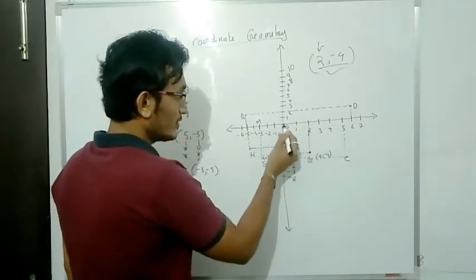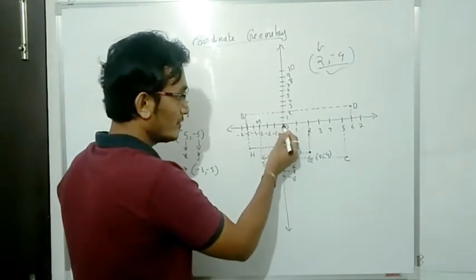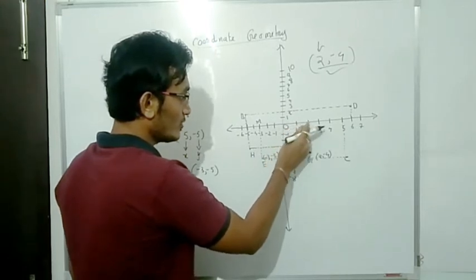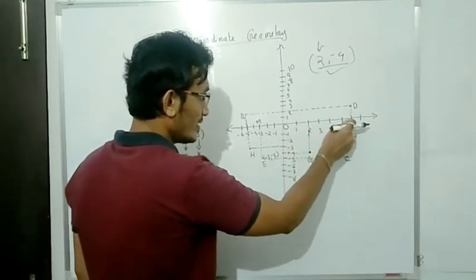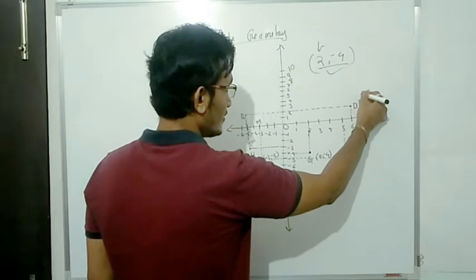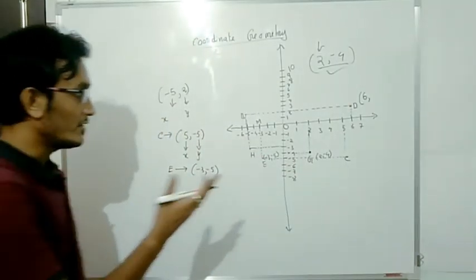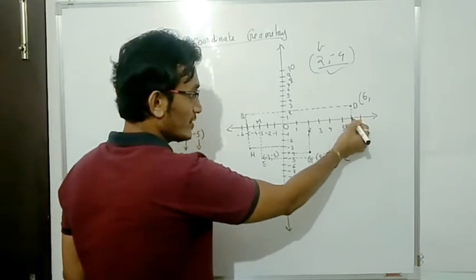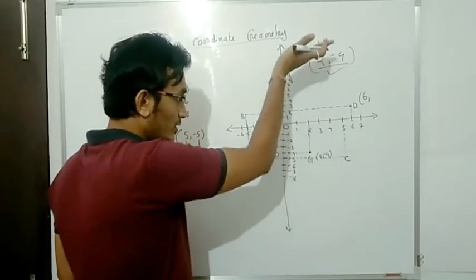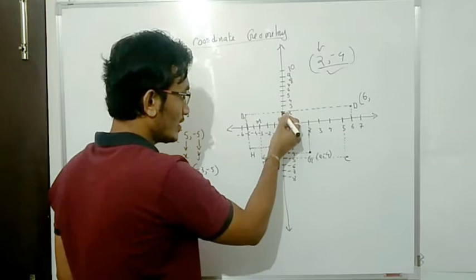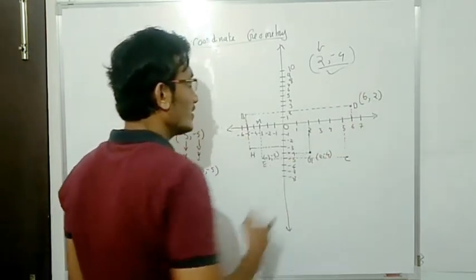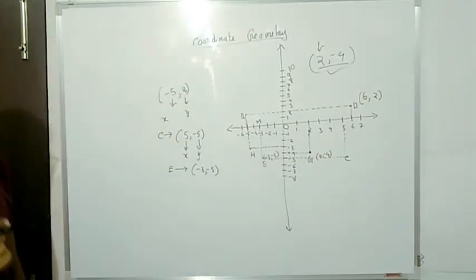Again starting from O, first you move how many divisions? 1, 2, 3, 4, 5, 6 divisions in the positive x-axis, so we write plus 6. After that, reaching this point, we have to move upward. How many divisions? 2 divisions. 1, 2. So (6, 2) is the coordinate of D.